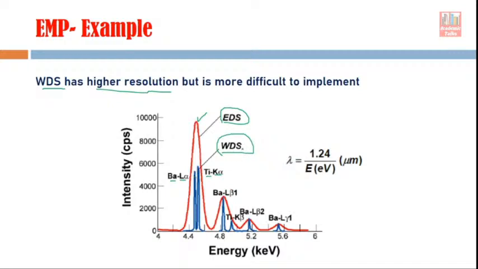So if we use WDS, we get high resolution and it becomes easier to identify the elements with more accuracy. In case of EDS, resolution is not that high, so we may make wrong conclusions and we may miss certain elements which were otherwise present in the sample. So here also you can see the two peaks will be seen as a single peak in EDS, right?